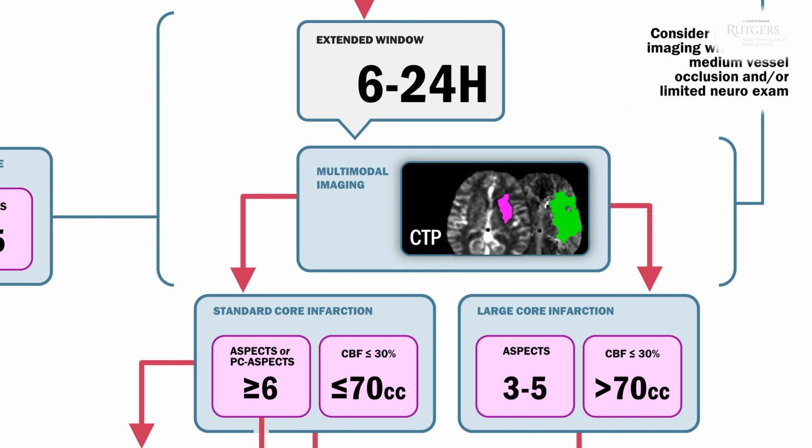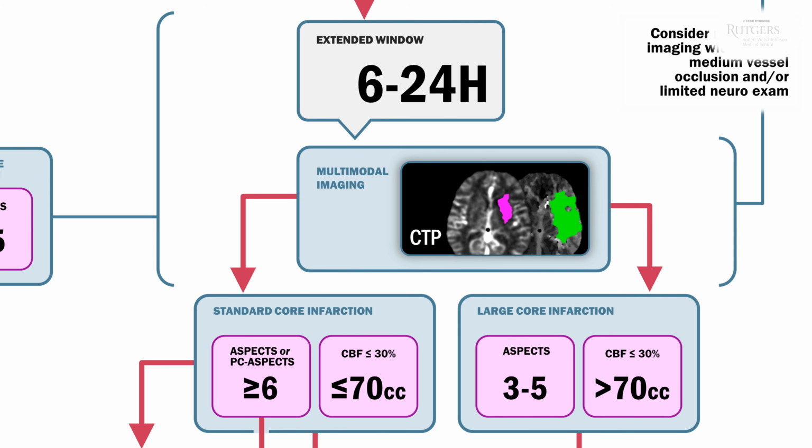For that purpose, we recommend CT perfusion, because it's faster and it's easier to get. But some institutions, and even us in certain cases, as we will discuss later, use MRI here. Based on the ASPECTS and the cerebral blood flow maps, we can stratify patients into 2 groups: standard core and large core infarction.